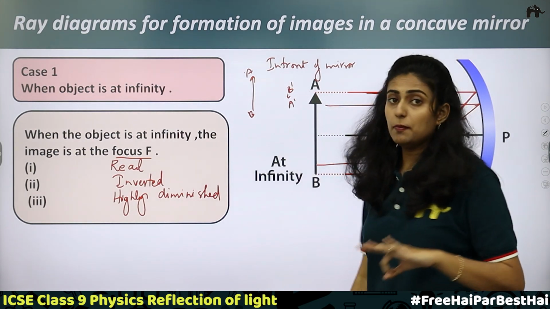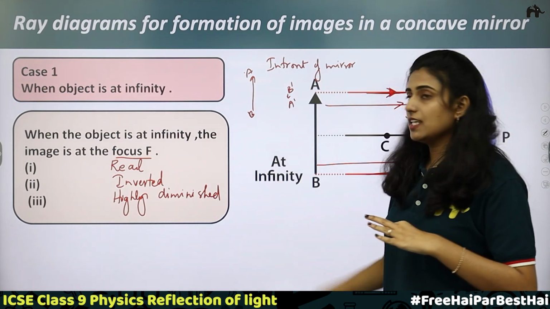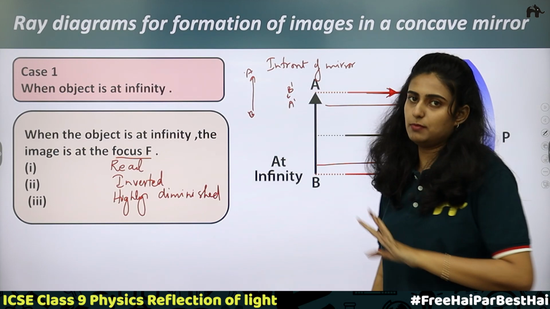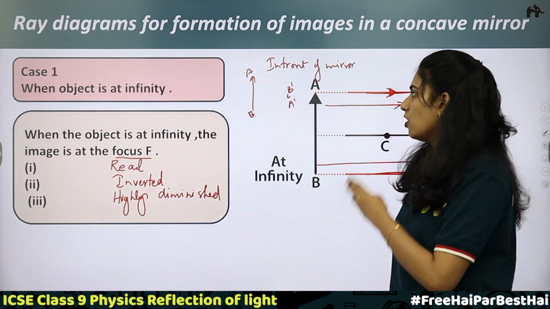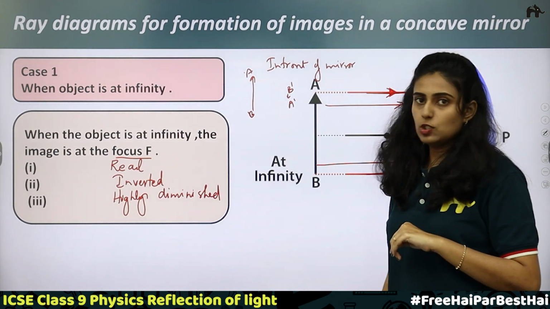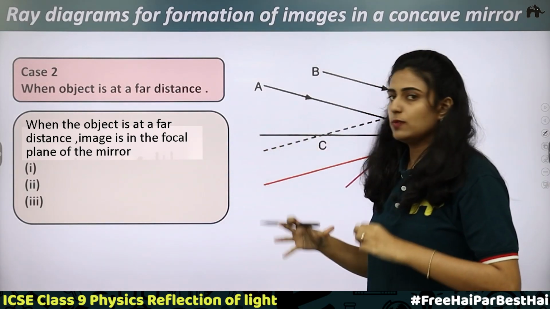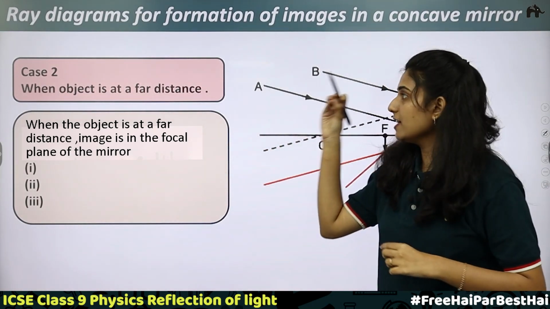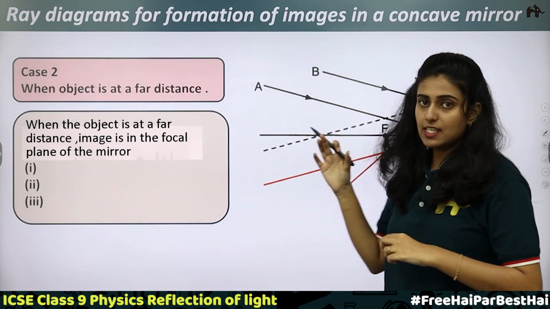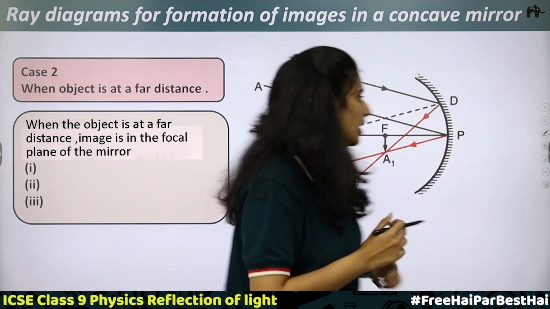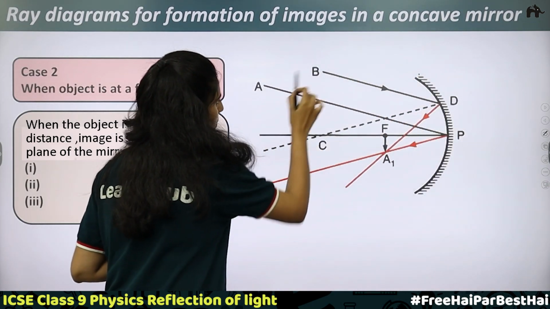Okay. Next property, it is an inverted image, and next, a highly diminished image is formed. Where is the image formed? The image is formed in front of the mirror. That is, object and image are on the same side. Understood? When the object is at a far distance, the rays from the same point will be parallel rays, but from different points you will be getting inclined rays. So here you can take this case, you can see AB.